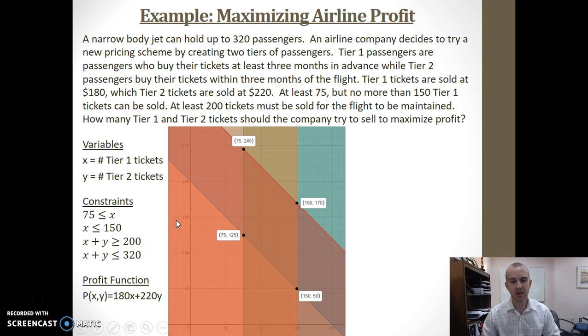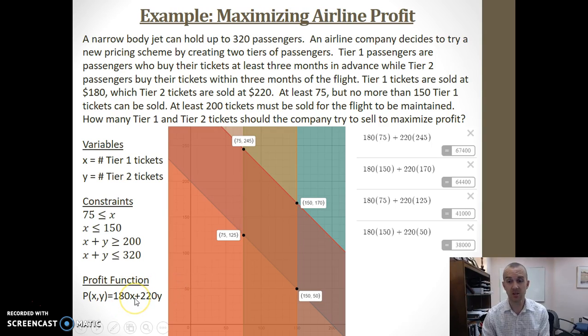So I take each of these four vertices and I plug them into this profit function. And I can see here, again, I use Desmos to do this. I plug in the values, each of those 75 and 245, 150 and 170, 75 and 125, and 150 and 50. And you can see I'm looking at which one causes the greatest value, and it's the first one where I have 75 tickets at the Tier 1 and the rest are sold at Tier 2 because they do want to make the most money.